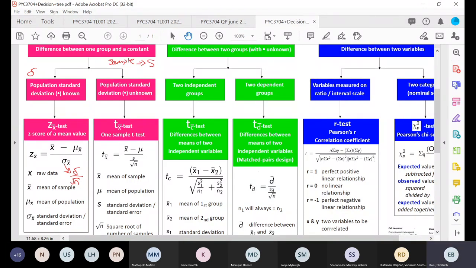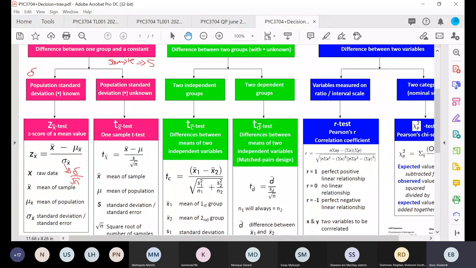Which also is your sample mean minus the population mean divided by the standard error. And you can see that the standard error here uses the sample standard deviation and the square root of n. And that is if you're doing a hypothesis testing for a group. So this one is for one group.